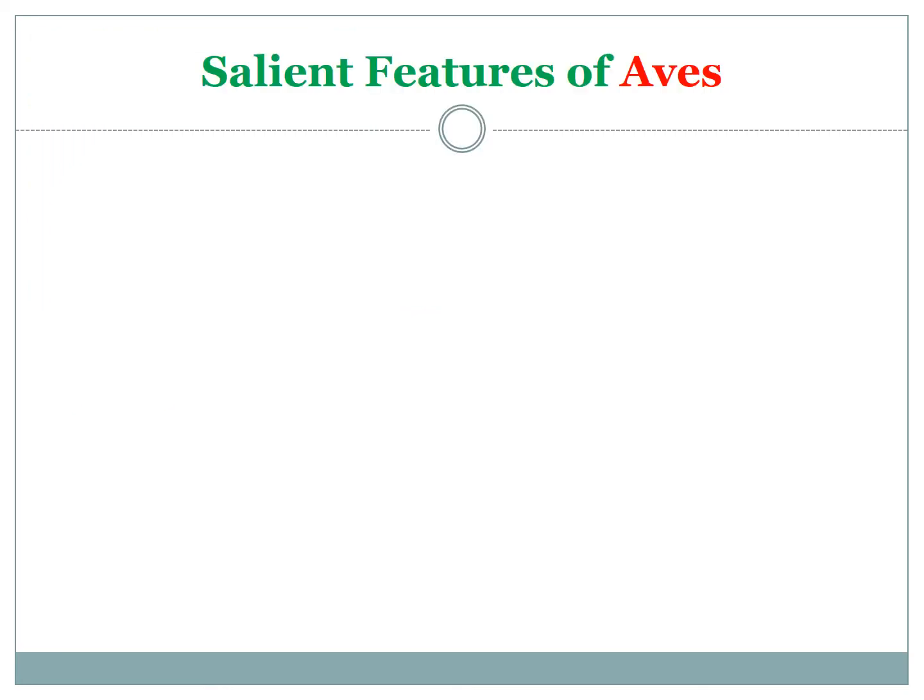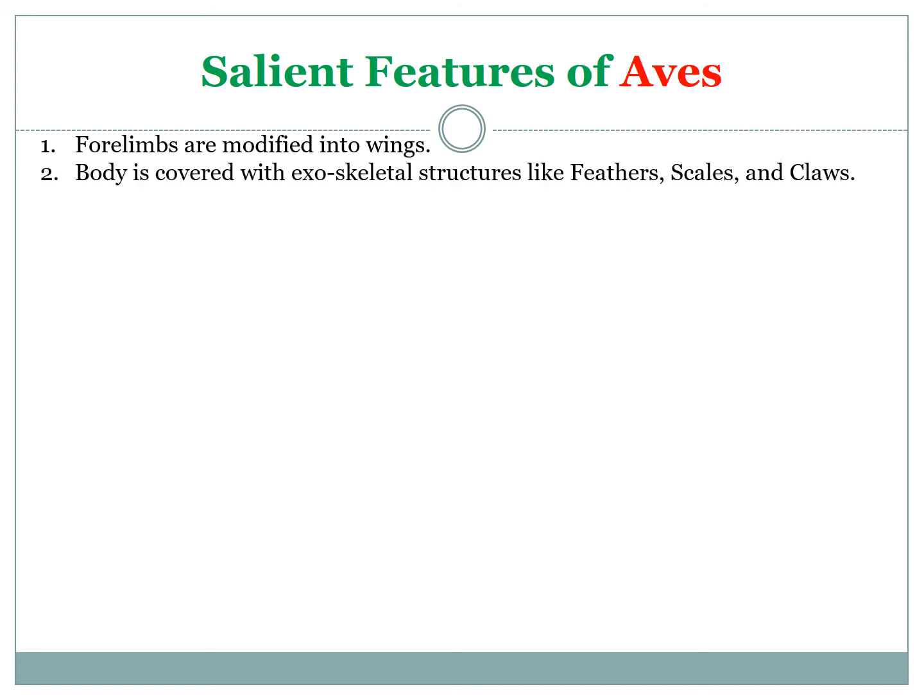Features of Aves. Their forelimbs are modified to wings, that is, they are primarily bipedal. Their exoskeleton is mostly feather. In addition to feathers, some parts of their body, like the legs, may also be covered with scales. They have claws on their digits.